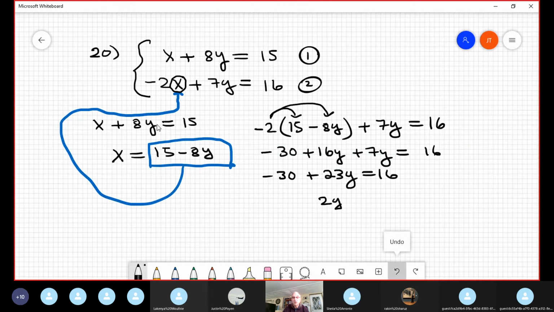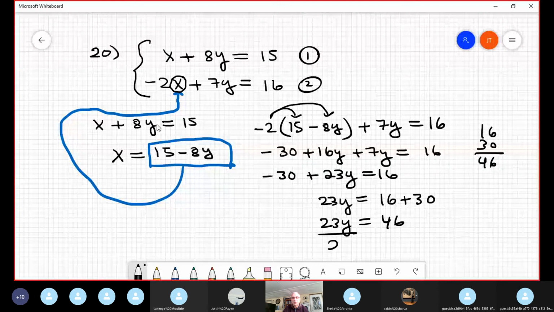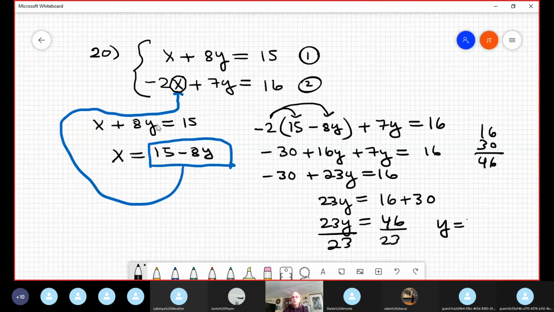23y is equal to 16 plus 30. 16 plus 30 is 46, no? Yes, 46. Divided by 23 on both sides. It's 2. It's 2, very well. Why is it 2?